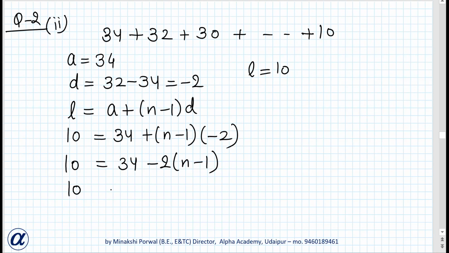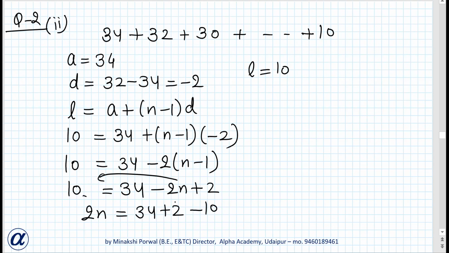We can write it this way: 34 minus 2N plus 2, or 2N equals 34 plus 2 minus 10. We have just changed these positions. So 2N equals 26, N equals 13. We got the number of terms.